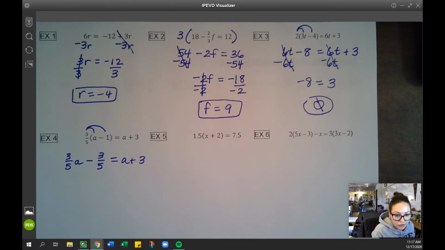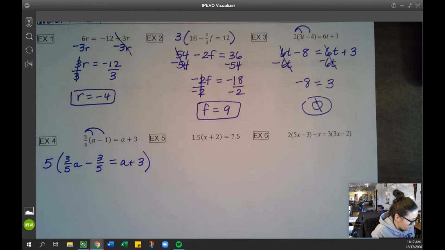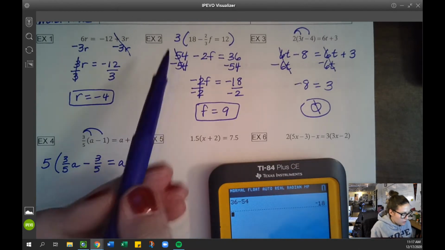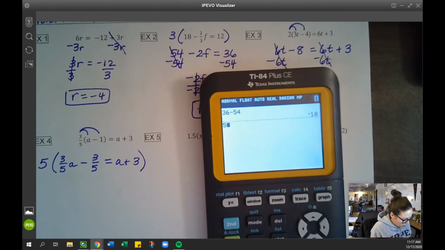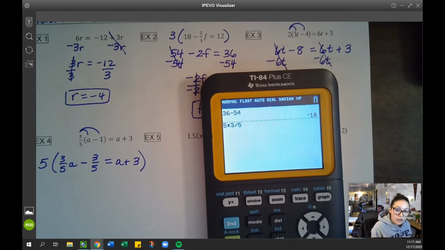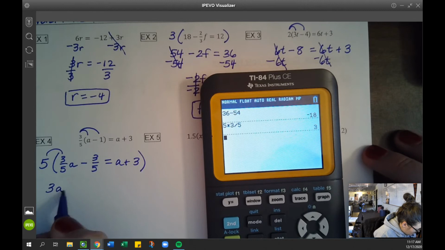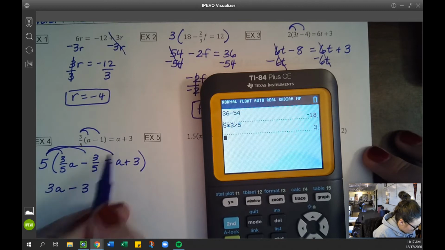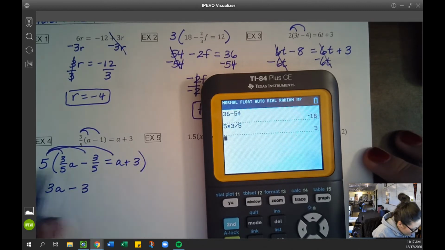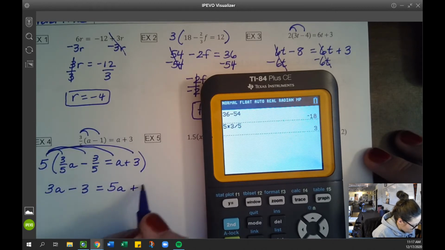I do want to clear the fraction, so I'm going to multiply everything by the denominator, which is 5. And just like when we did 3 times 2/3 and we were left with 2, if I do 5 times 3/5, I'm going to be left with 3. So 5 times 3/5 gives me 3a. Again, 5 times 3/5 is 3. But I also have to do it on this side. I have to multiply every term. So I have 5a. 5 times 3 is 15.